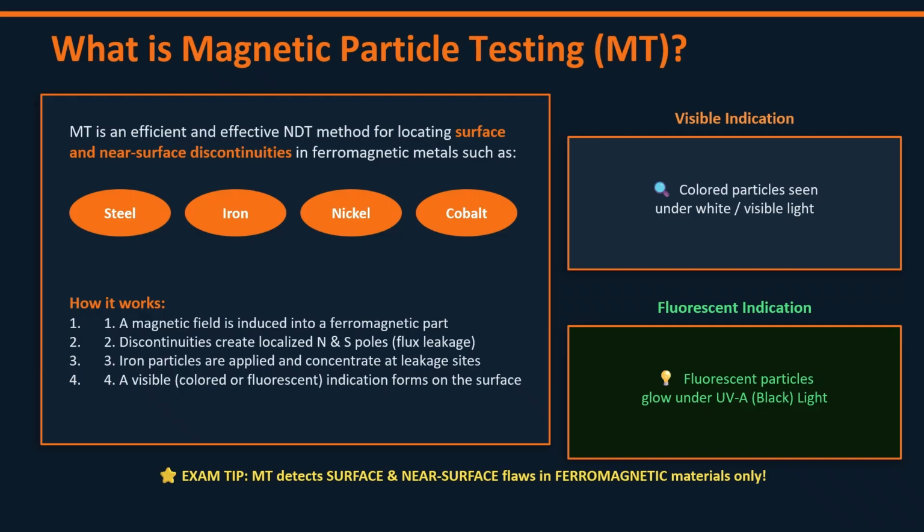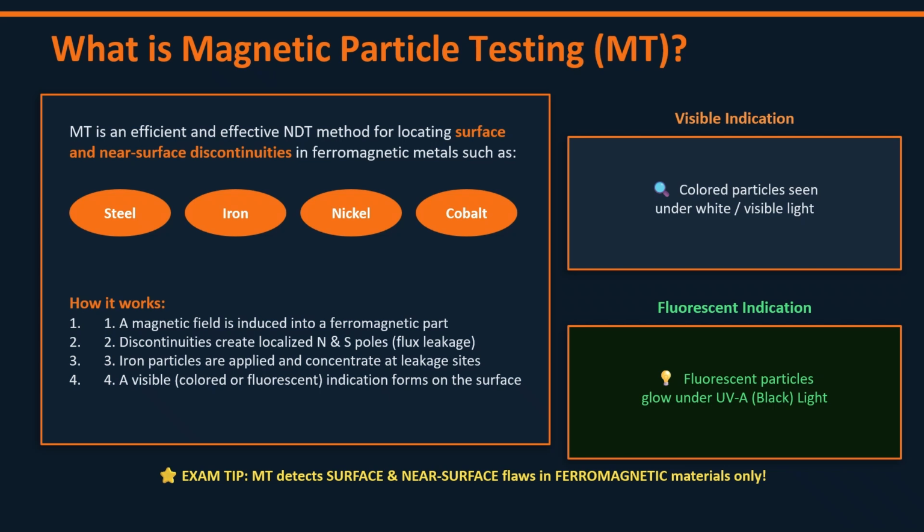Another advantage is speed. Compared with methods that require significant processing or interpretation time, MT can provide immediate visual feedback. That makes it useful for screening large numbers of welds or components and for checking repair areas before the equipment returns to service. However, an experienced inspector does not confuse convenience with unlimited capability.